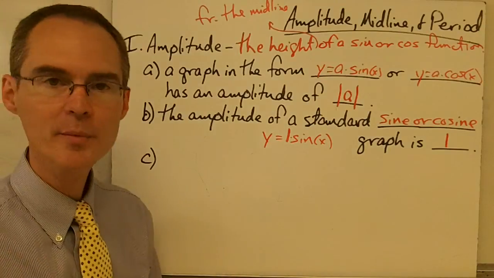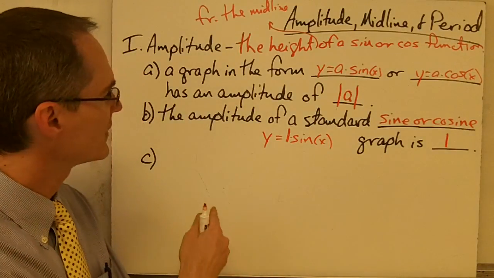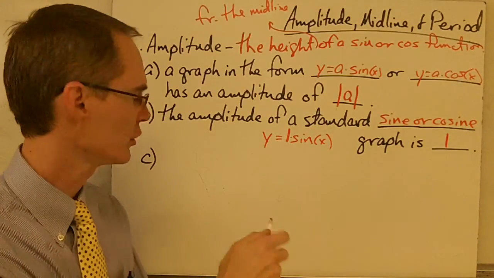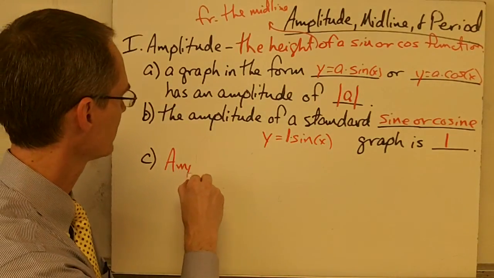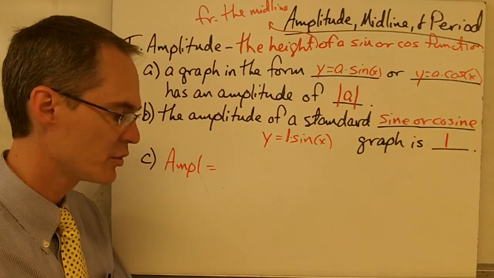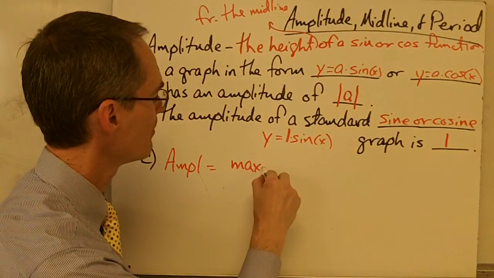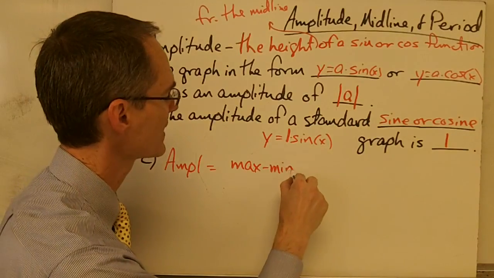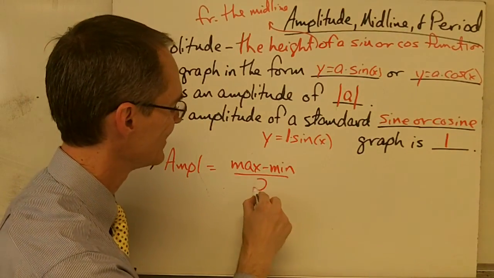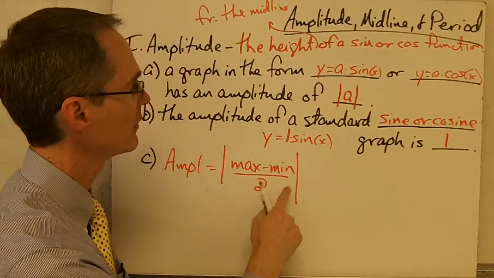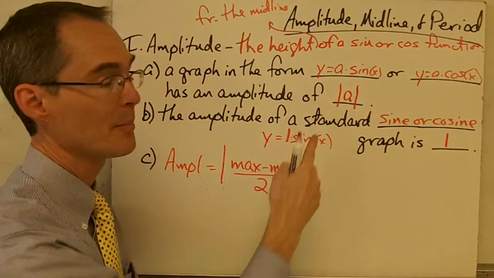Now, there is a formula that you can use to find the amplitude of a function, although typically this formula is only used when you have a graph to look at. We're going to see this in just a minute. So the amplitude of a sine or cosine graph can be found using this formula: the maximum value of your graph minus the minimum value of the graph divided by 2, and then take the absolute value of it, because the amplitude is always a positive number.